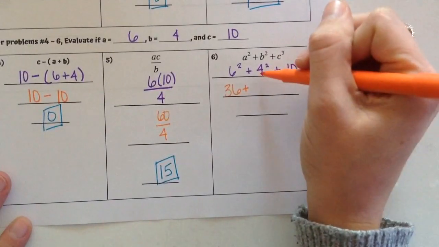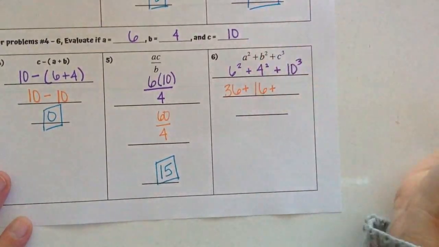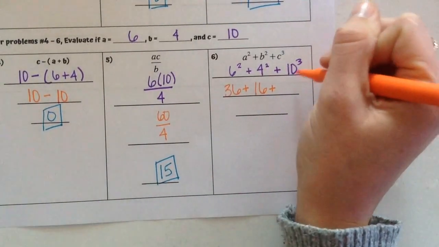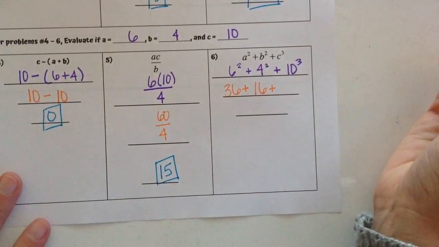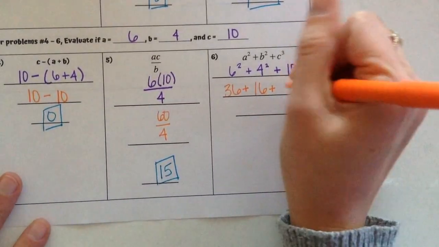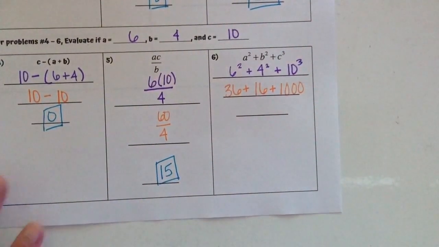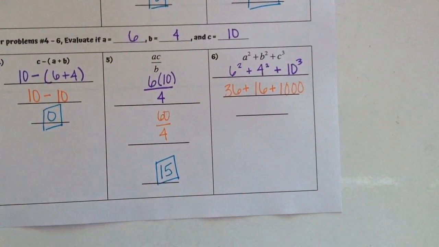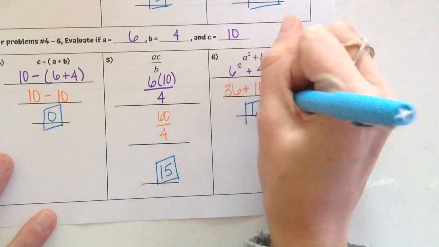4 to the second power is not 4 times 2, it's 4 times 4, which is 16. And 10 to the third power is not 10 times 3, it's 10 times 10 times 10, which you can plug into your calculator, or the trick is if it's to the third power, there should be 3 zeros. So the final step, I'm just going to add those together, and you should get 1,052.